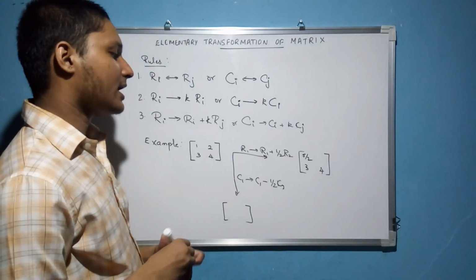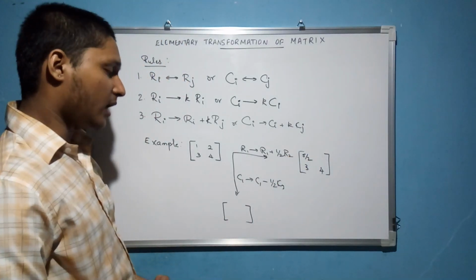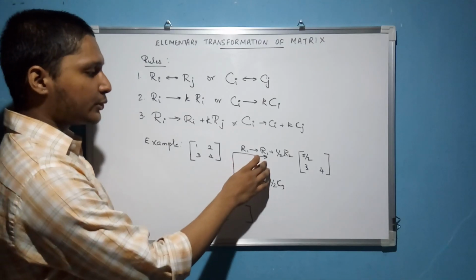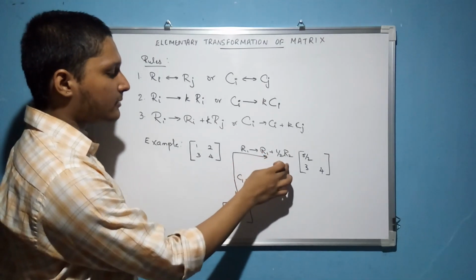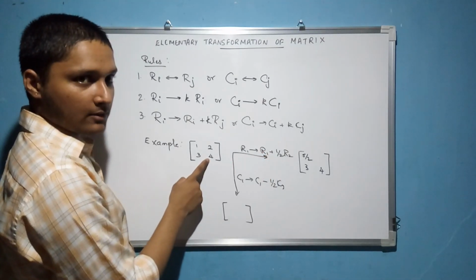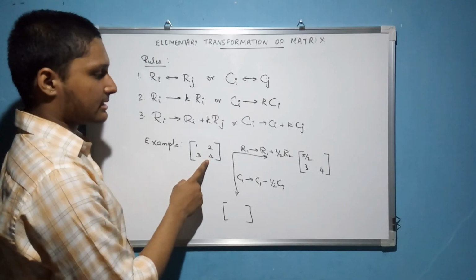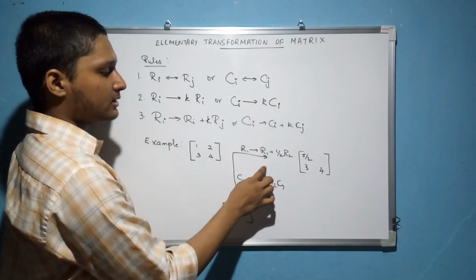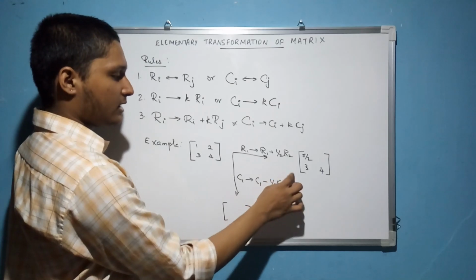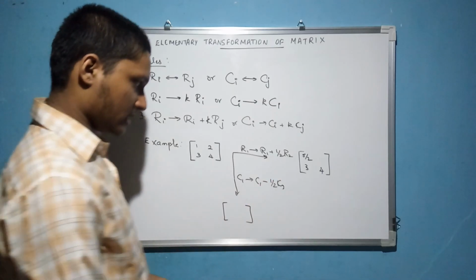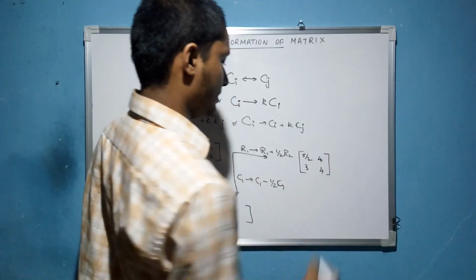Next you have R1 plus half R2 again. So that is 2 plus half times 4. 4 is present in the same column but a different row, that is the second row. So that is going to be 2 plus half into 4. Half into 4 is 2. So 2 plus 2 comes to be 4. This is what you are going to get here.